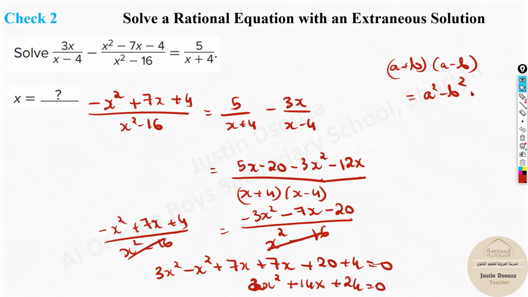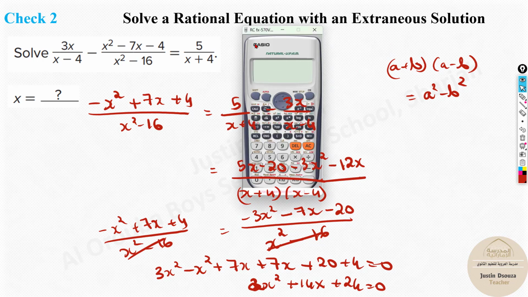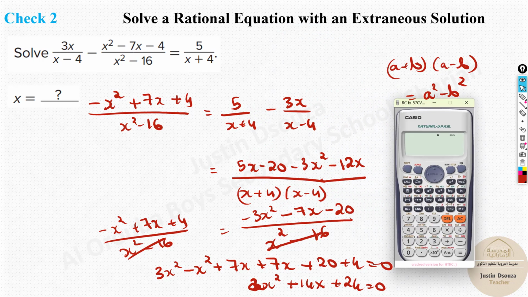Now here, you do not need to simplify anything. You can directly use the calculator. Why? Because you're finding the solution. You're not using these steps ahead. It's not factorizing. You're just finding the solution. Take your calculator and let's solve here. So you have mod 5 and 3. It's 2, 14 and 24. And the answer is minus 3 and minus 4.